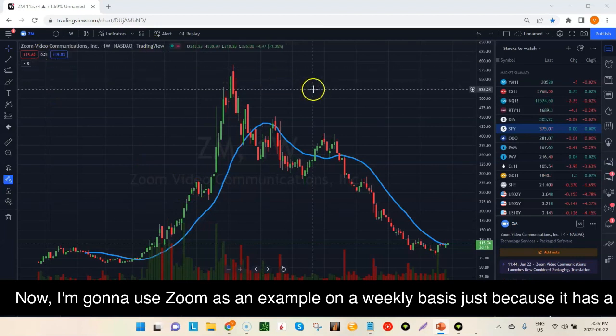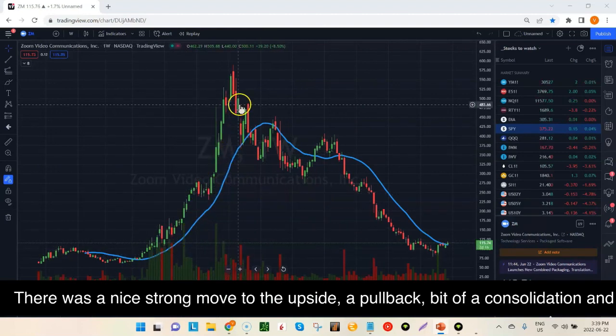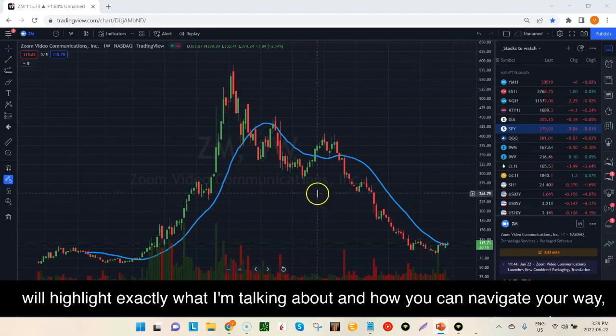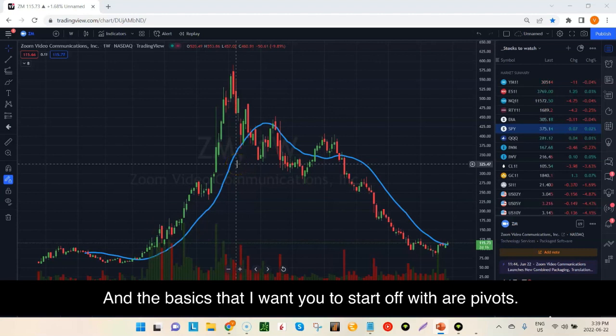Now, I'm going to use Zoom as an example on a weekly basis just because it has a little bit of everything here. There was a nice strong move to the upside, a pullback, a bit of a consolidation, and then a complete collapse. And within there are a lot of things that I can use as an example that will highlight exactly what I'm talking about and how you can navigate your way, not only through bear markets, but bull markets as well. And the basics that I want you to start off with are pivots.